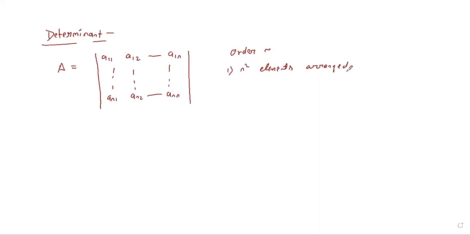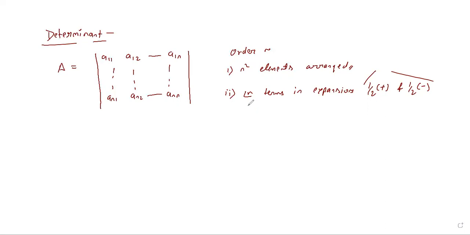Now, if I expand this determinant, there will be factorial n terms in the expansion, where half of the terms would be positive and the other half would be negative. There would be factorial n terms in the expansion.